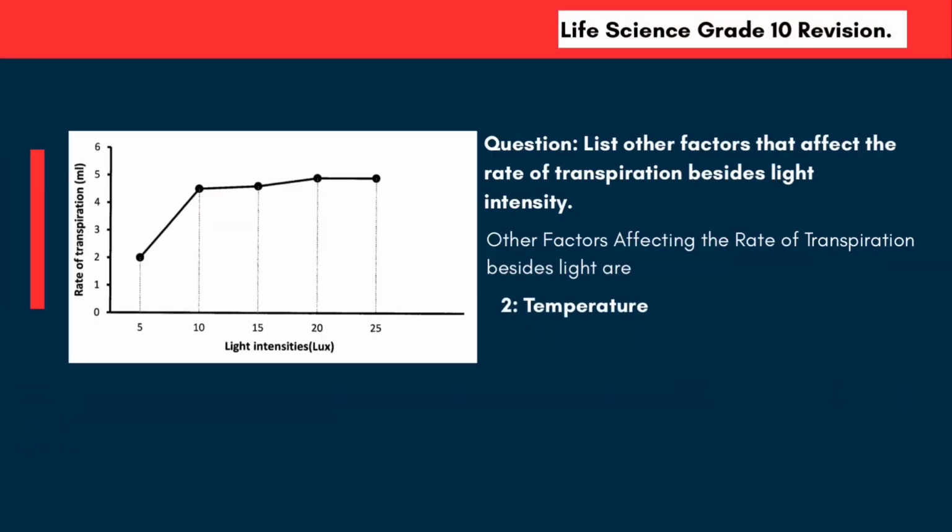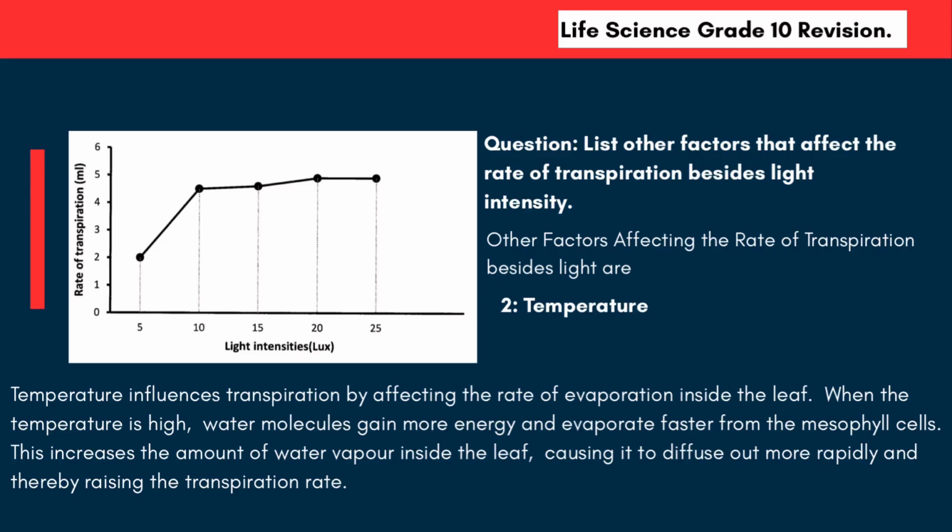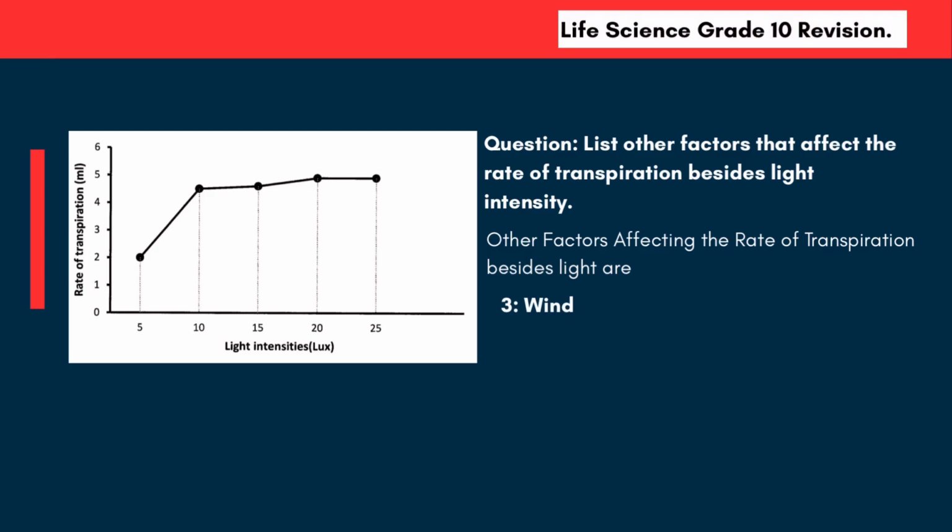2. Temperature. Temperature influences transpiration by affecting the rate of evaporation inside the leaf. When the temperature is high, water molecules gain more energy and evaporate faster from the mesophyll cells. This increases the amount of water vapor inside the leaf, causing it to diffuse out more rapidly and thereby raising the transpiration rate. 3. Wind.